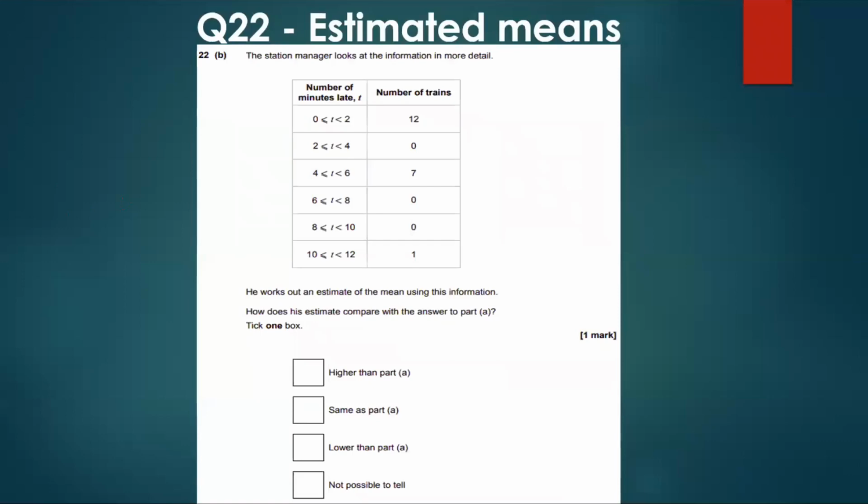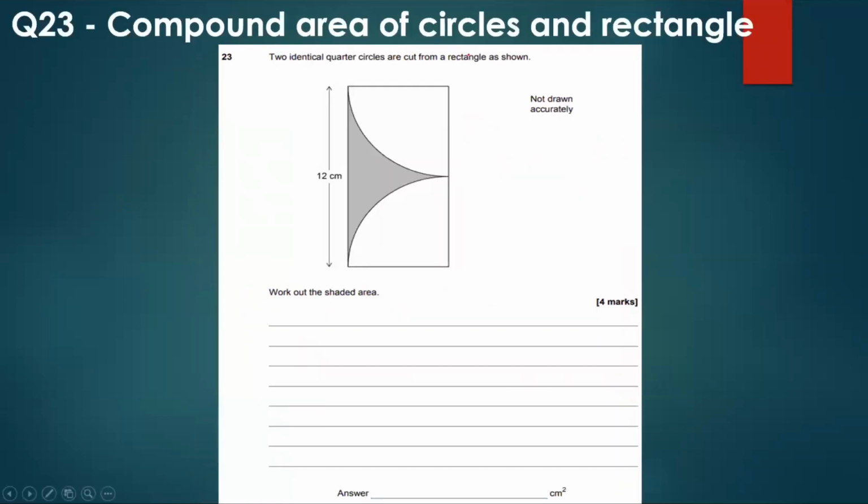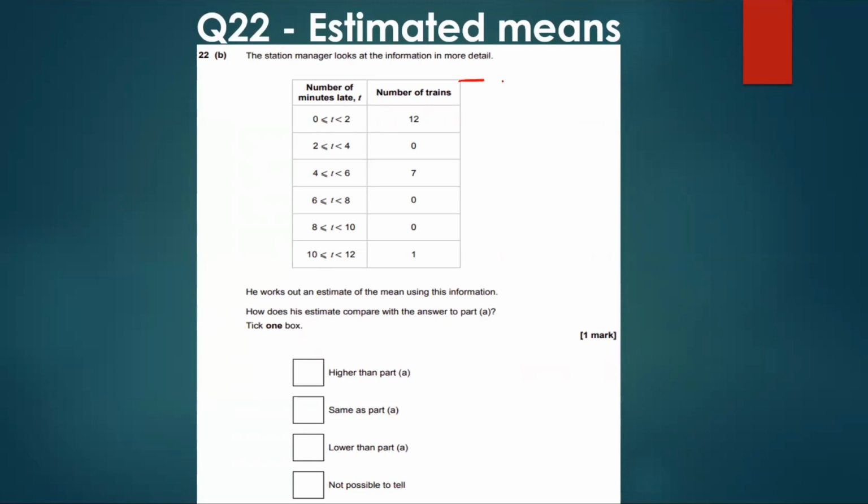Tick one box. So what we've got here, if I pretend that I've got another column for the midpoint, and an fx column, I'm just going to put m for midpoint and fx here. Well, here the midpoint is 1, and that's going to be 12. Here, that's going to be 3, 0.